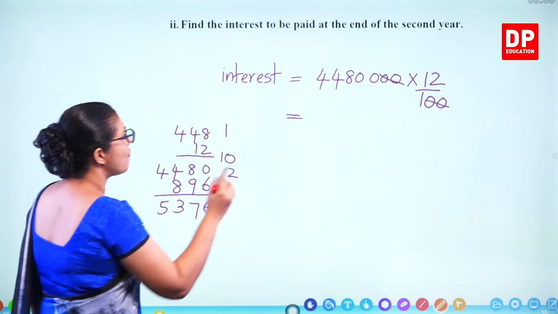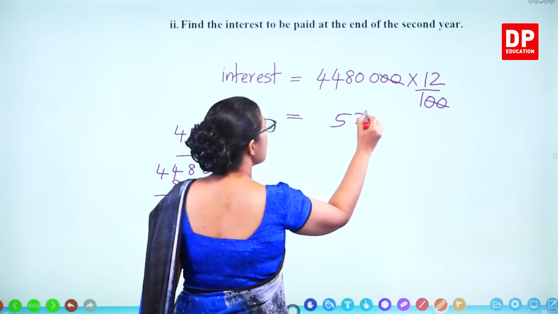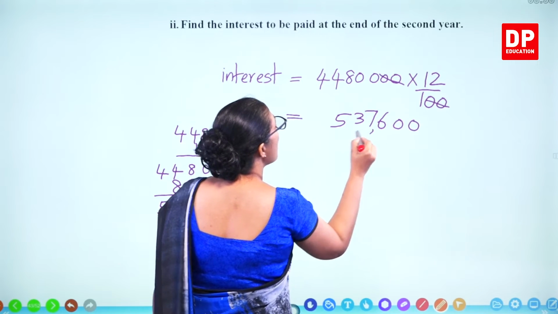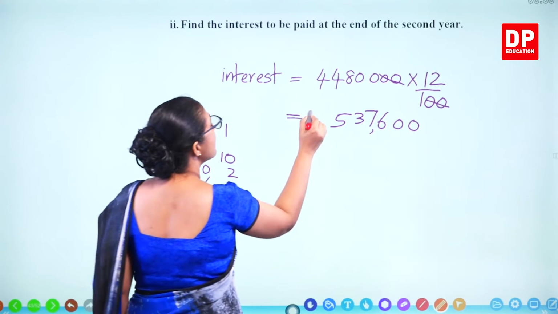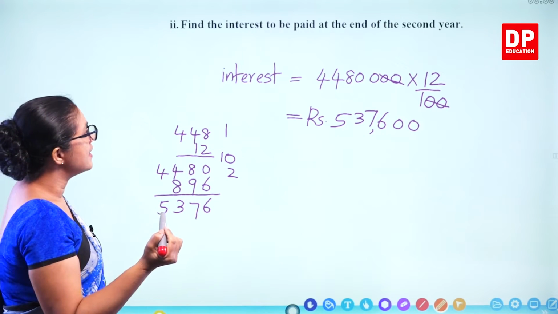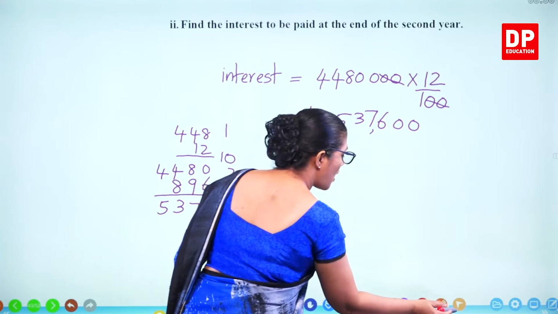So this is the amount. 5, 3, 7, 6 and 2 zeros. So 537,600 rupees is the interest for the second year. So you get 2 marks for this.